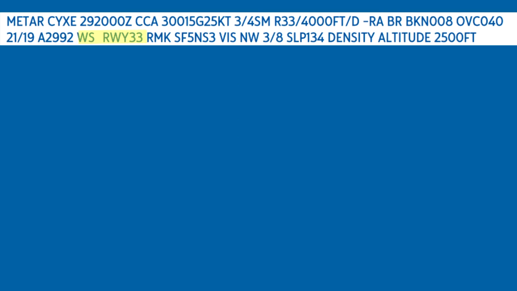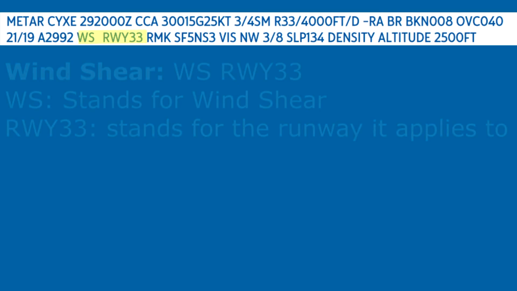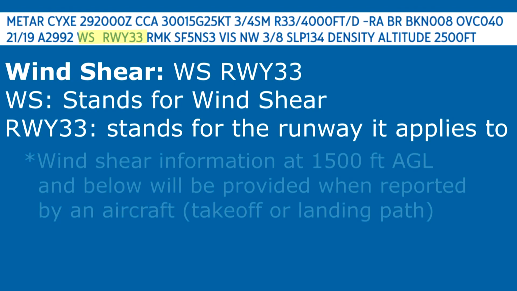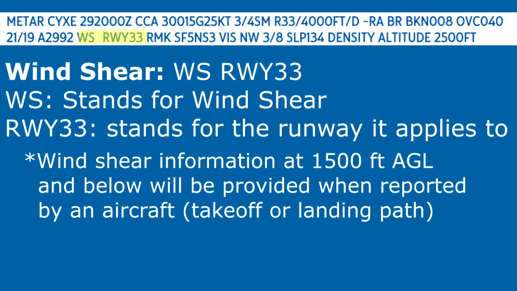And the next one we can see is wind shear. This is actually not seen too often. So it states there's wind shear on runway 33. And what that really means to us is that wind shear was encountered or reported during takeoff or landing phase at 1,500 feet AGL and below. And wind shear information is only reported or provided by an aircraft when it's 1,500 feet AGL or below. So it's usually on the takeoff or landing phases that you'll see this. This is something that we won't see very, very often.